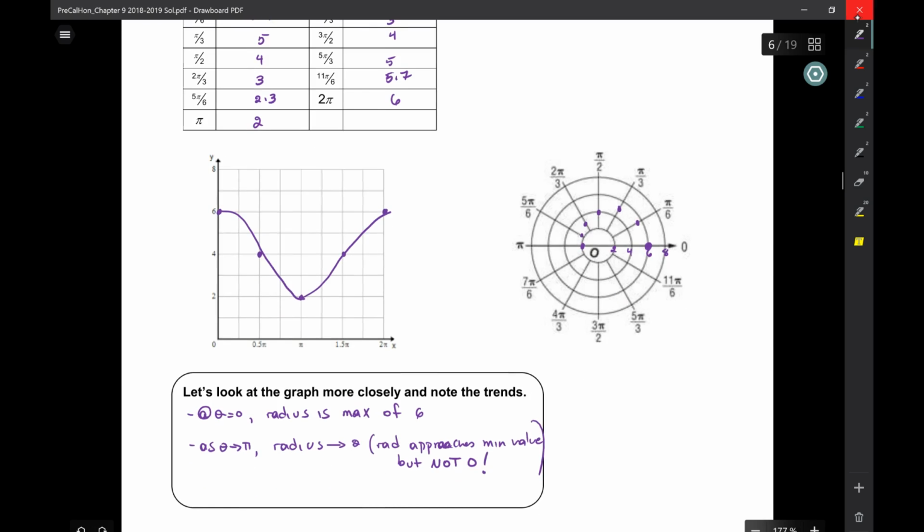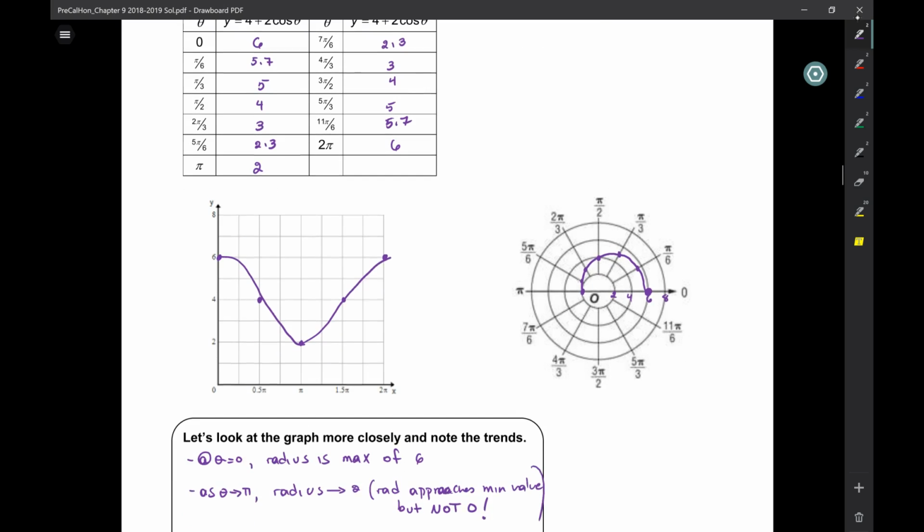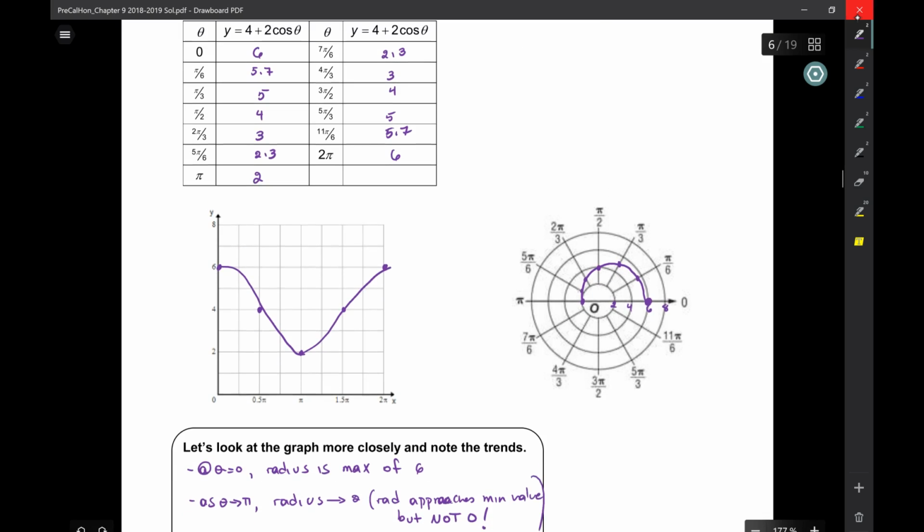Right? So now when I trace this, what does that look like? You see how before it snailed into 0? It didn't do that in this case. It never went to 0, so it's going to stay there. Now what's going to happen? It's going to start moving back out again. All right? So at 7 pi over 6, 2.3, then 3, then 4, then 5, then 5.7, then 6.